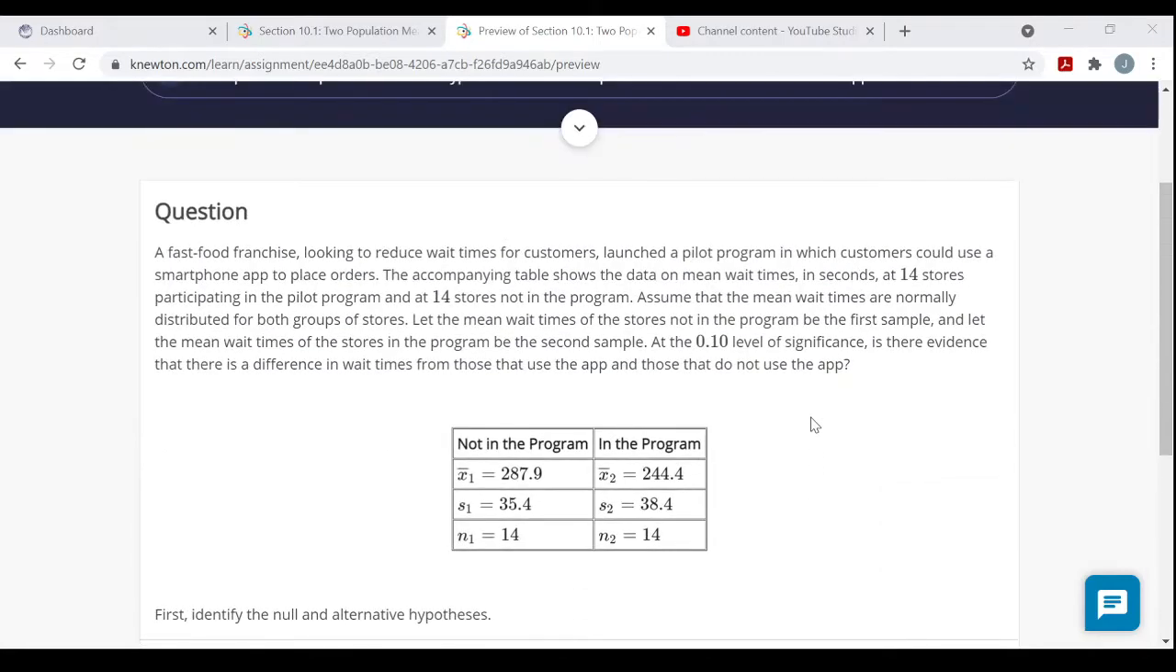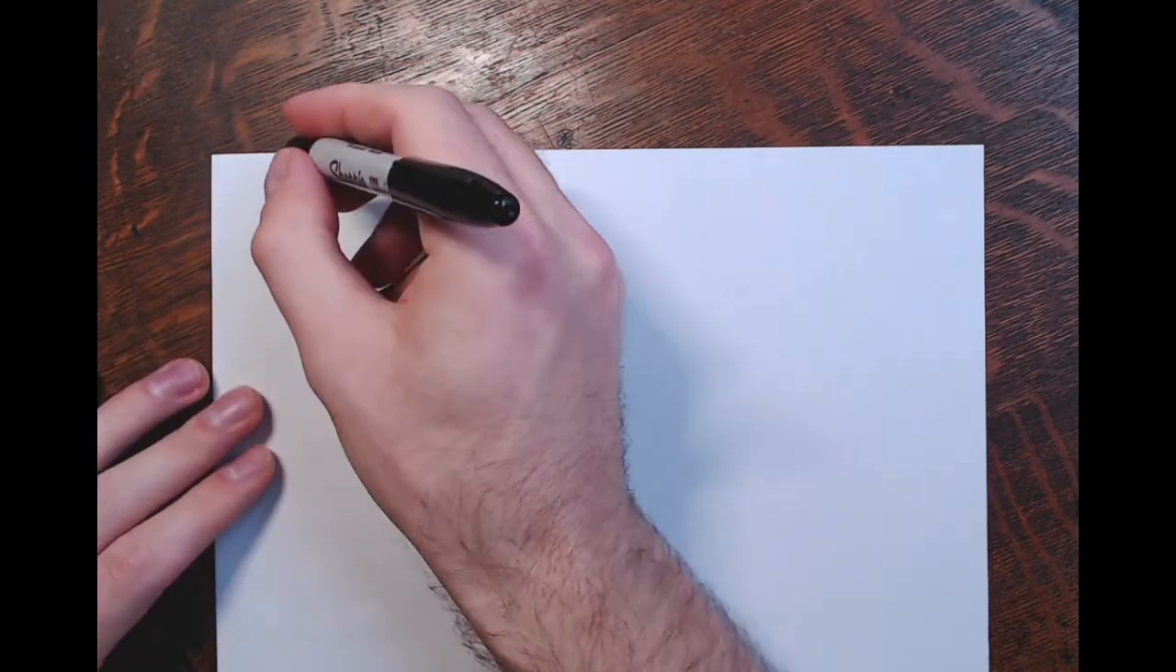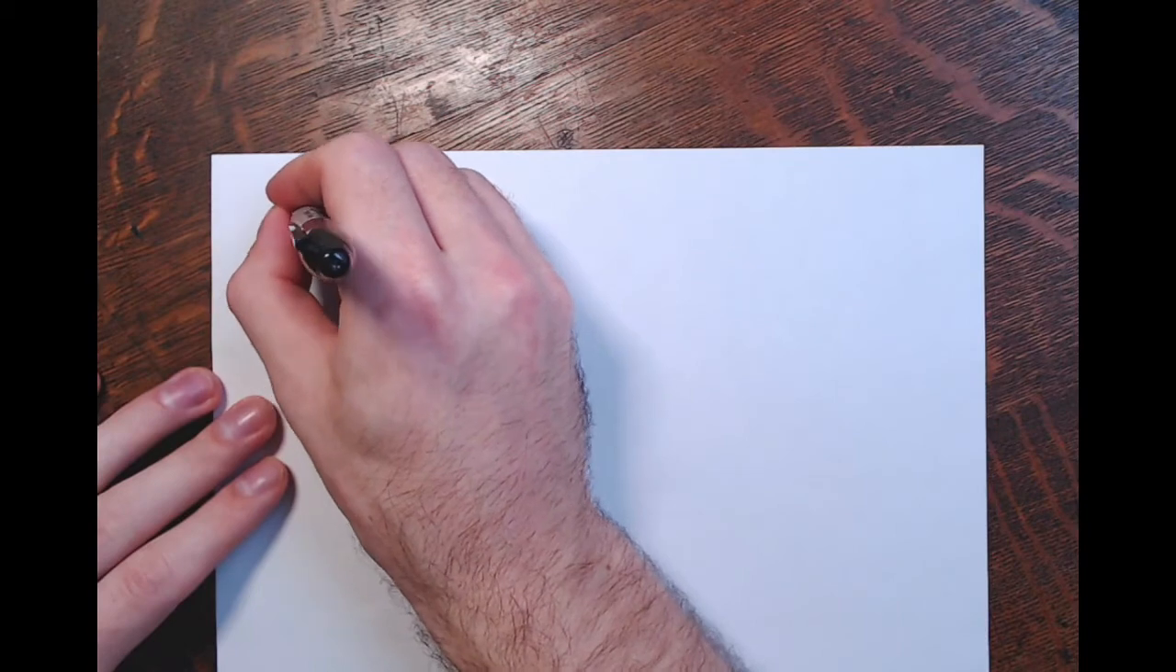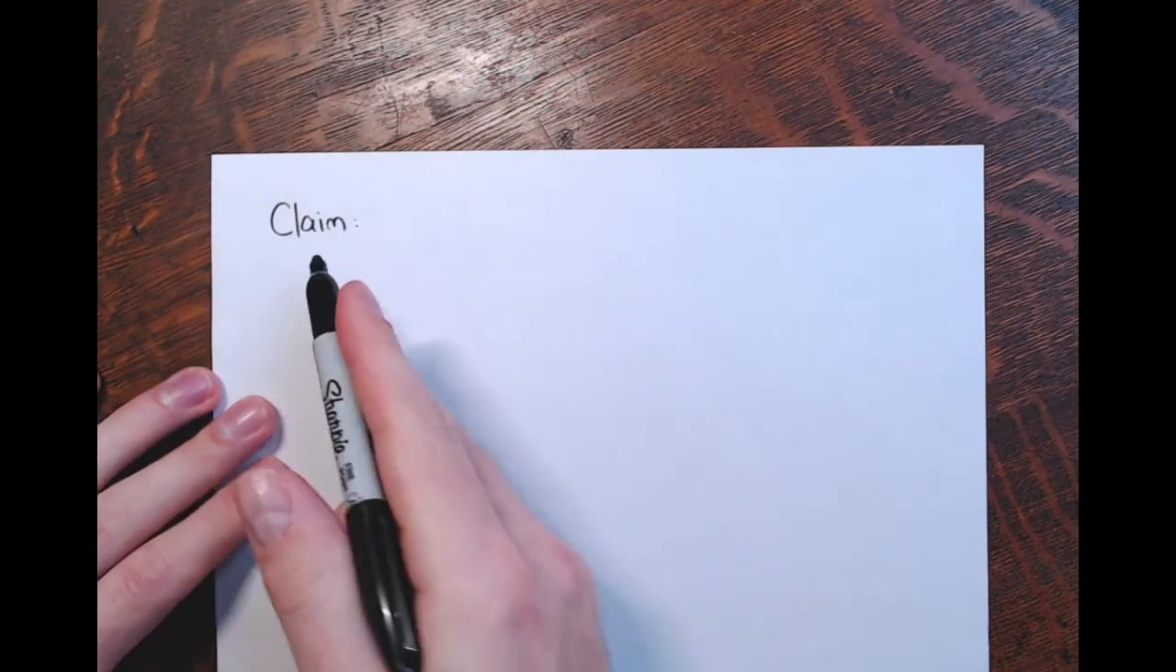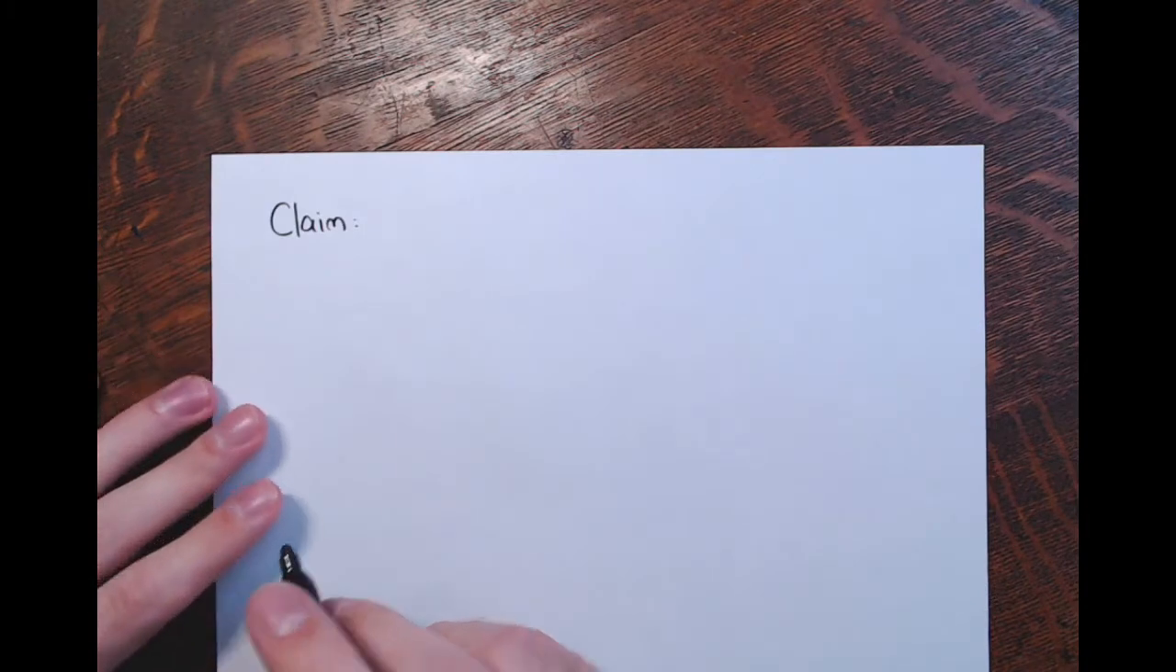All right. So I'll go to some paper. Now what we're asked to test, or what the claim is, it tells us to test at this 10% significance level: is there evidence that there is a difference in wait times between those that use the app and those that don't use the app? So our claim here is what we're testing, a claim, belief, what we're investigating.